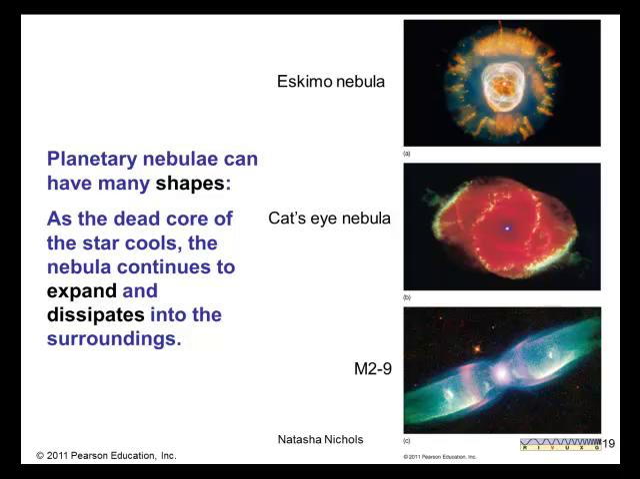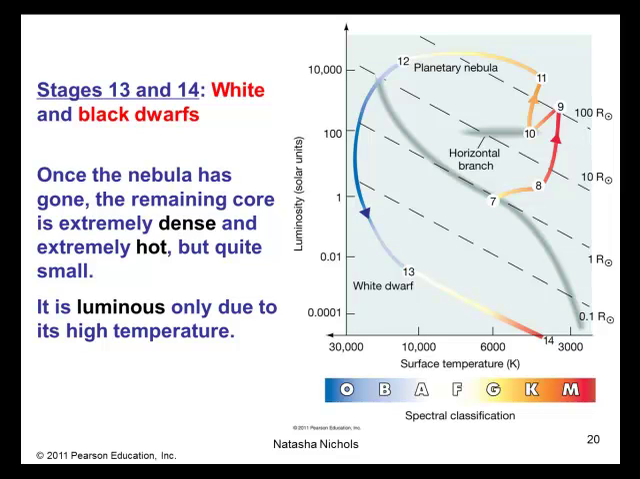So as the dead core of the star continues to cool, the nebula, the envelope of material that it expanded, continues to dissipate and expand in the surroundings. Stages 13 and 14 represent the white and black dwarf stage. Once the nebula is gone, the remaining core is extremely dense and extremely hot, but very, very small. It is now luminous only due to its high temperature. Remember, it's done fusing anything, so we can still see it because it's very, very hot.